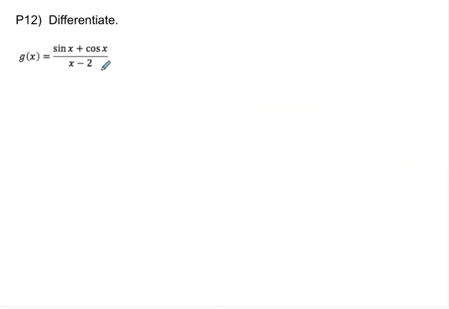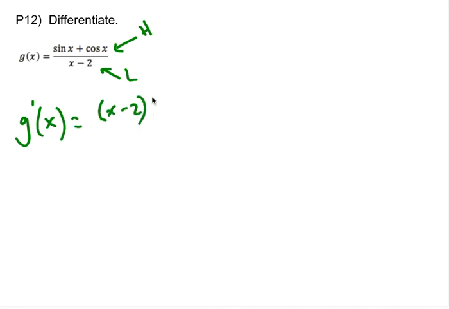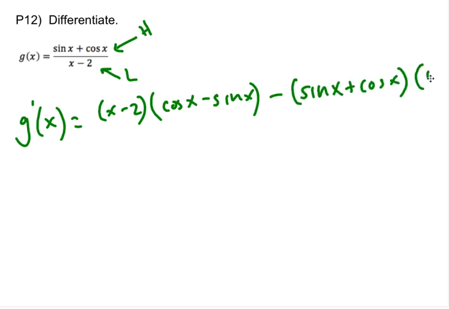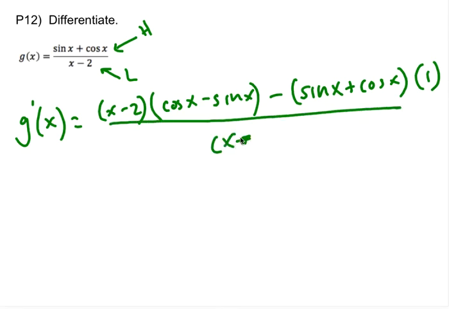Okay, so this is definitely one where I have to use the quotient rule, right? We saw this when we were doing the first couple problems, right? So g prime of x is going to be low d high, which is the derivative of sine, which is cosine, plus the derivative of cosine, which is a negative sine, okay, minus high, which is sine of x plus cosine x, d low, which is just a 1, draw the line, square the low, right? That's a minus, my bad.